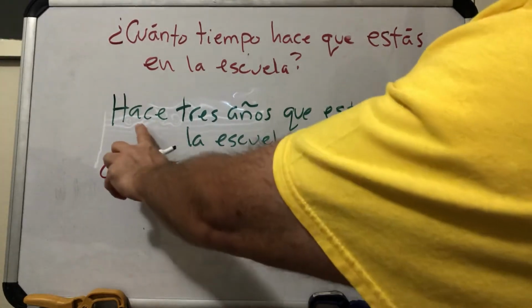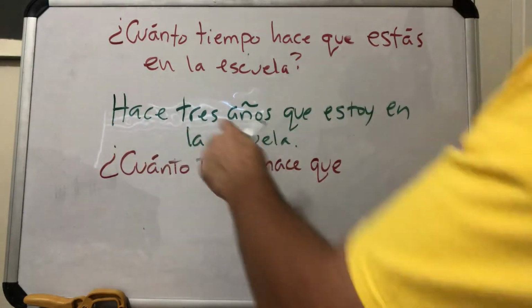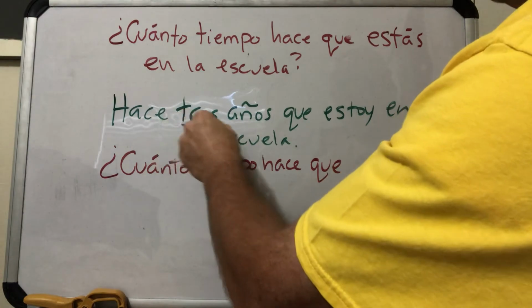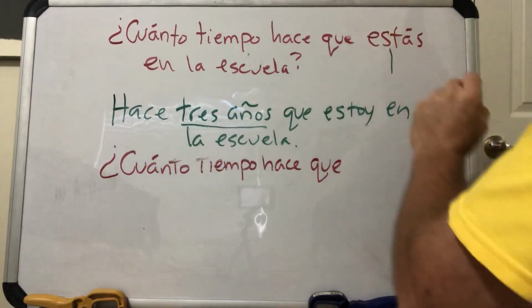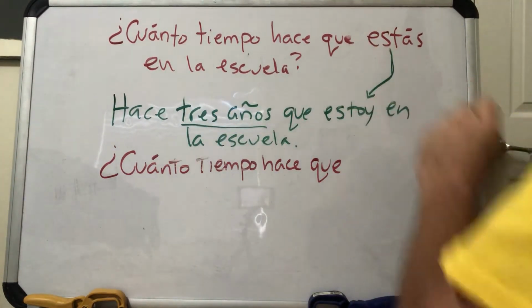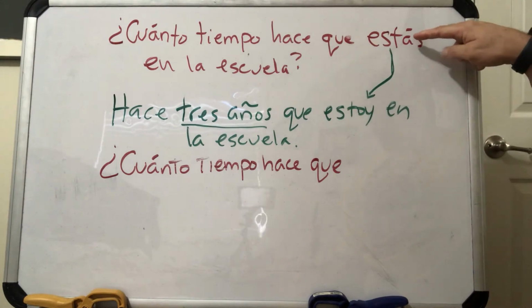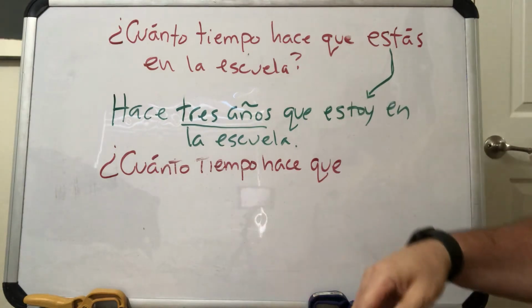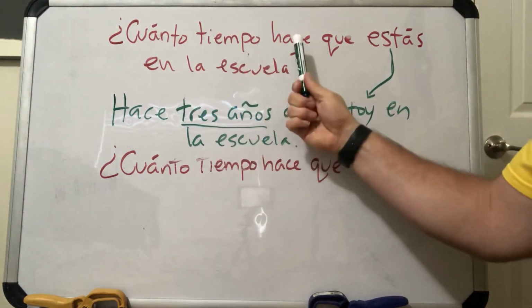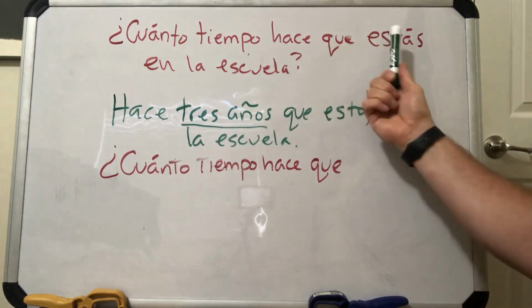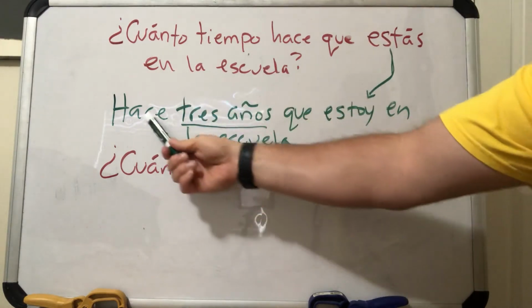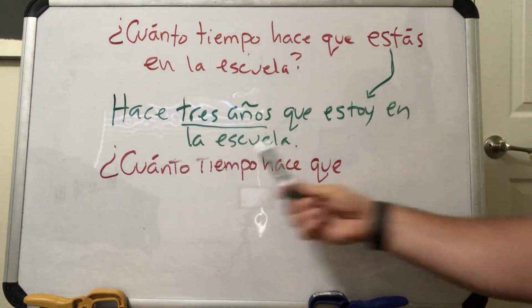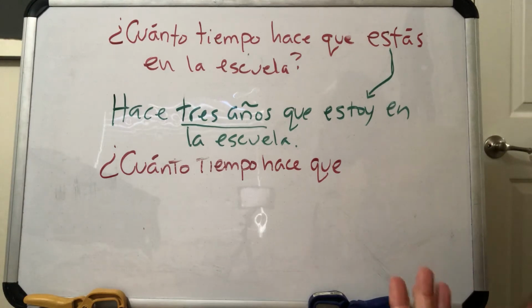So we already talked about hace and que, or how we're going to answer this. We have to add in the amount of time, and we have to bring down the verb and keep it in the present tense. Really, if you do a direct translation, it's this: how much time does it make that you are in school? It makes 3 years that I am in school. So it kind of makes sense. That's not the way we talk, but you kind of see how it would make a little bit of sense there.